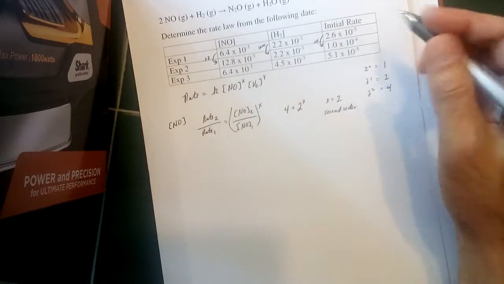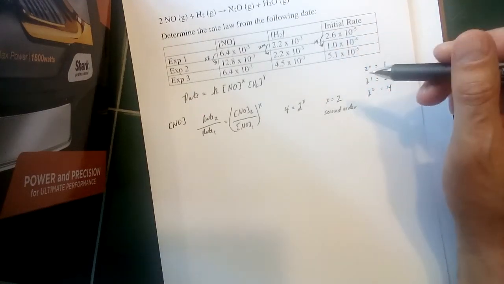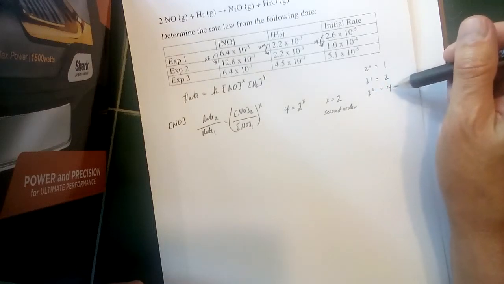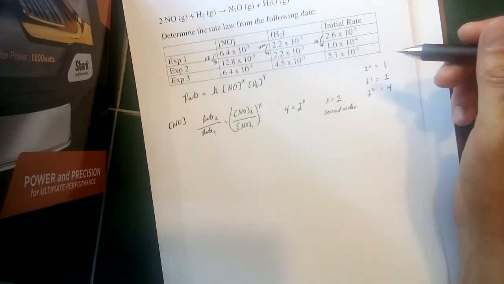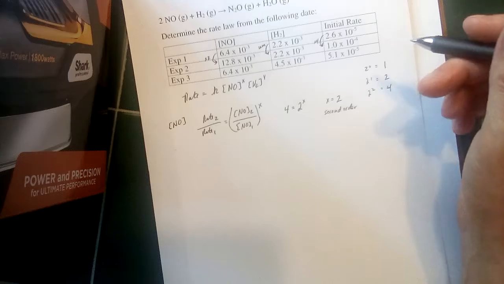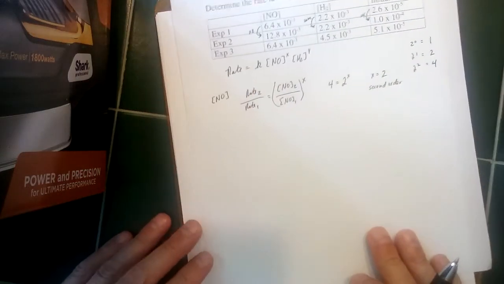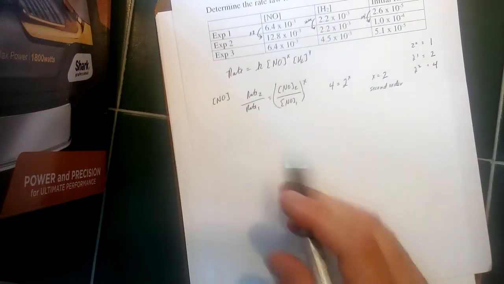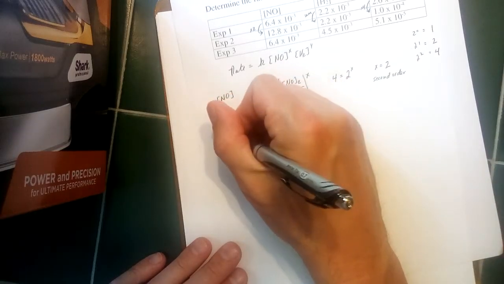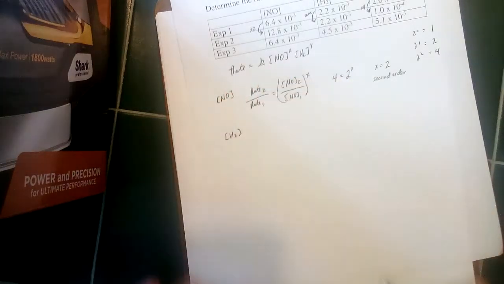Okay, so if it comes out in between, like 3.84 in this case, that's a lot closer to 4 than it is to 2. So sometimes with experimental error, they won't be exact like they were in the first example. Okay, so second order in NO, we want to do the same thing for hydrogen here.